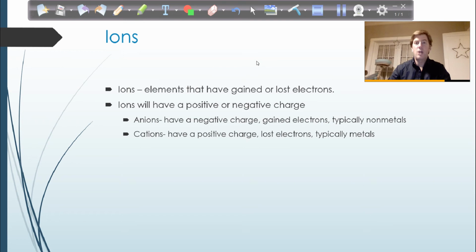And this is what the nonmetals will typically do. So nonmetals will typically gain electrons and have that negative charge. We call those anions. The other ones, it's not cations, it's cations. And cations have a positive charge. They're the ones that tend to lose electrons. And that's going to be our metals. Metals lose electrons very easily. That's why they're good conductors of electricity. So it makes a lot of sense as we think about the charges that they're going to have.